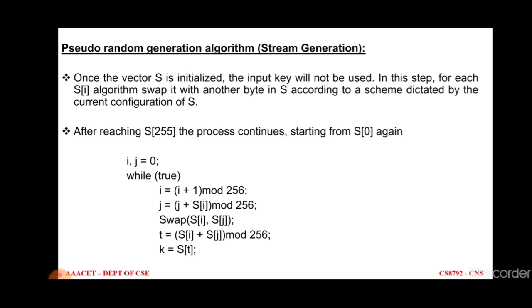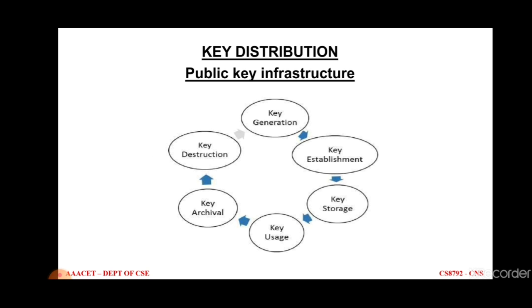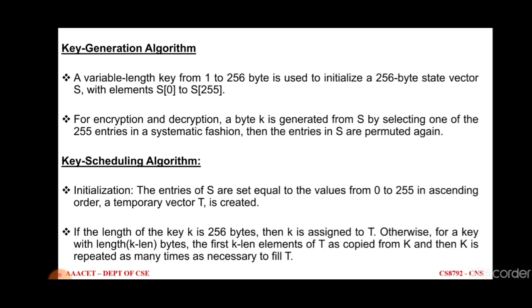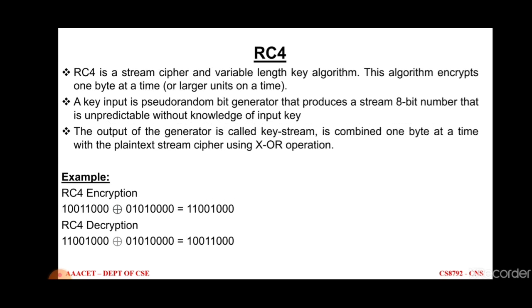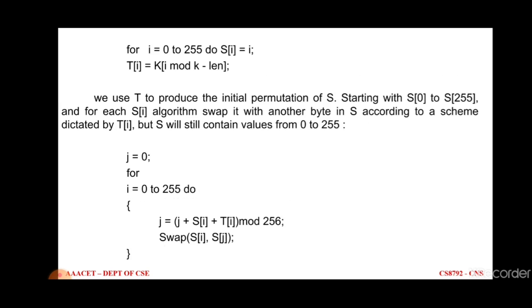So S[t] is assigned to k. K is nothing but the key. This algorithm is used to generate the random key, so that the attacker cannot hack the particular data within a short period of time. So this is all about the RC4 algorithm. It is a stream cipher and a variable length key algorithm.